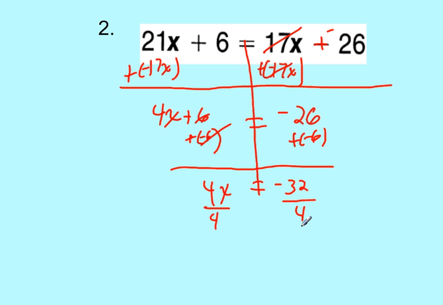Then we just divide by 4 to get our groups of x. X is equal to negative 32 divided by 4, which is negative 8. Okay? Now you can evaluate the expressions to check if you would like. Let's go on to problem number 3.